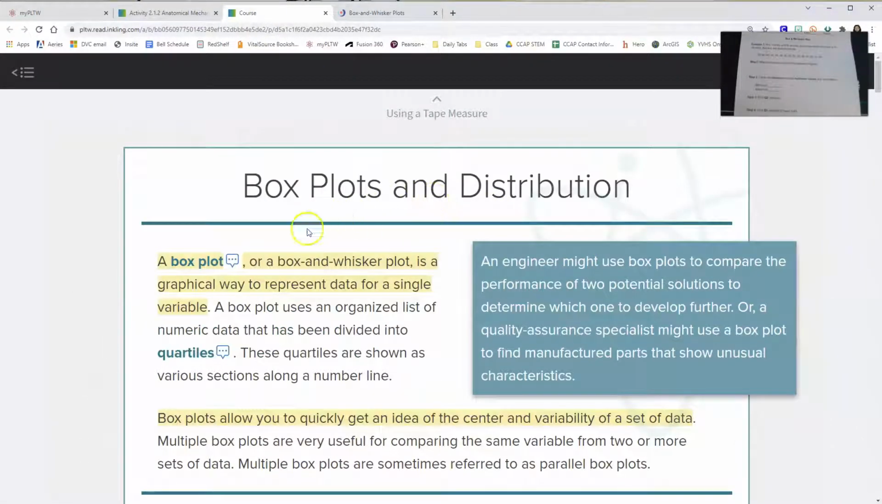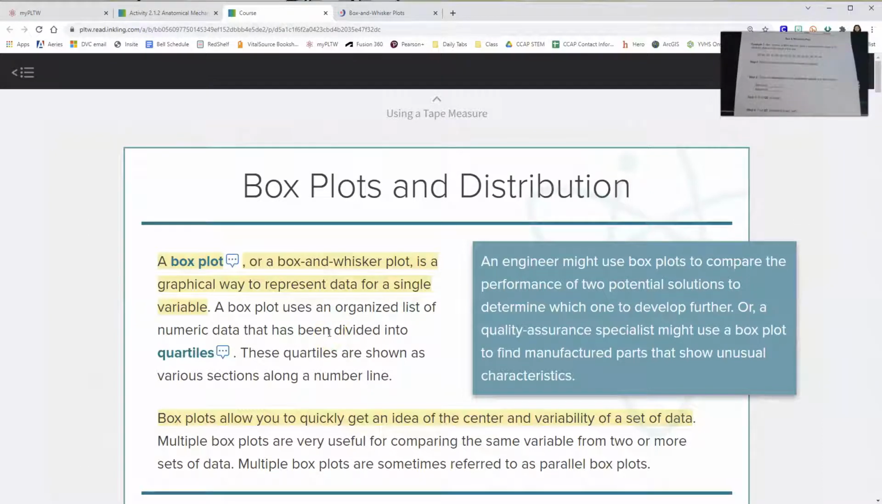So what is a box plot or a box and whisker plot? It's a graphical way to represent data for a single variable. This is an easier way to understand numbers because it's graphical, it's visual, it's a picture. A box plot is simply an organized list of numeric data that has been divided into quartiles. Quartiles, from the root word quart, which means into fours. Think about a basketball game divided into 4 quarters.